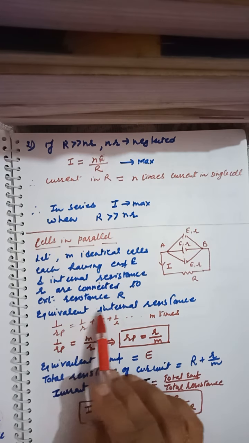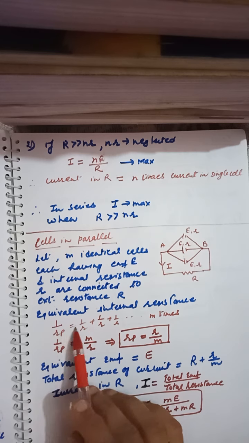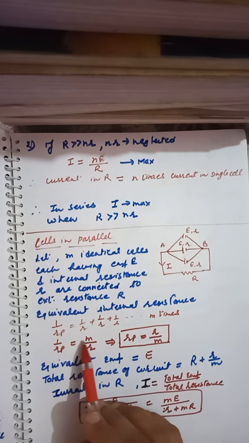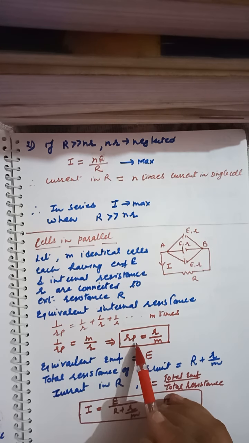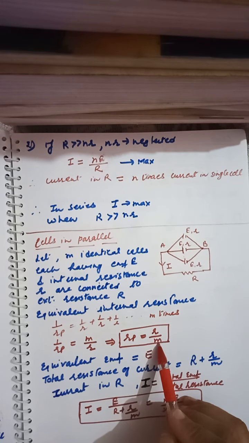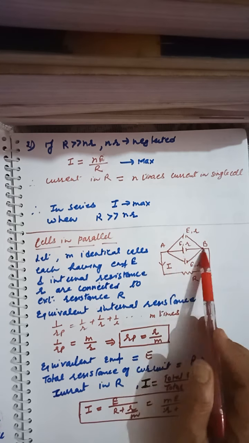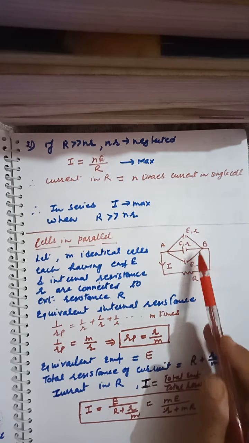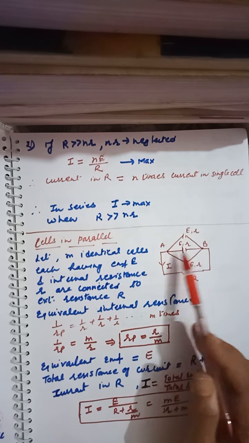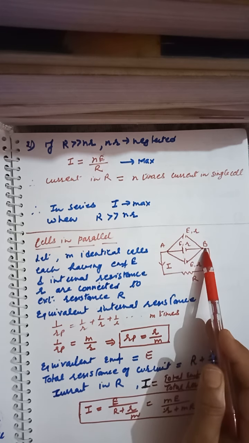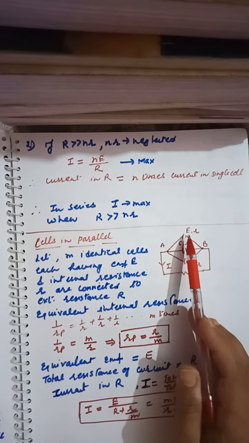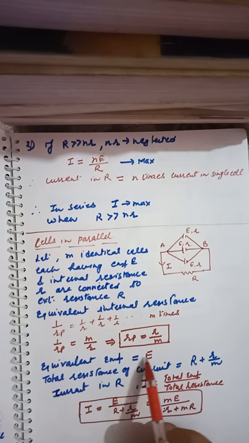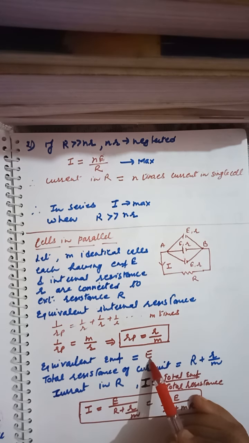So equivalent internal resistance will be what? 1 upon Rp is equal to 1 upon r plus 1 upon r up to M times. So 1 by Rp is equal to what? M upon r. So Rp comes out to be r upon M. Now in the parallel combination, you all know very well, all the cells are connected between the two common points. So the net EMF between the points A and B will be the total EMF of the circuit, and that will remain the same as capital E. Okay, so equivalent EMF between the points A and B will be equal to E.